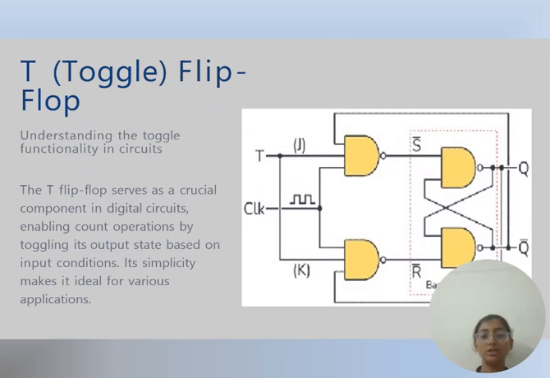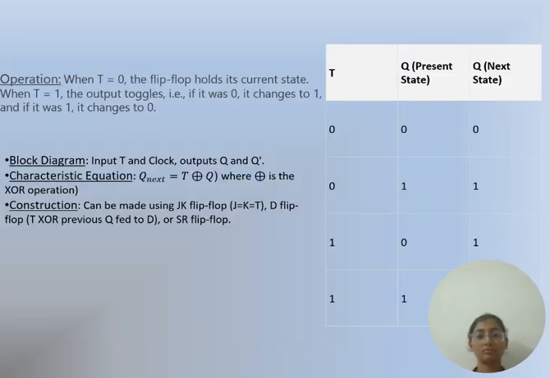Essentially, it has one input, T, and changes the output state on the active edge of the clock signal based on this input. Key points about T flip-flops. If T equals 0, the next state output Q remains the same as the present state. If T equals 1, the next state output Q toggles, that means it complements its current state.